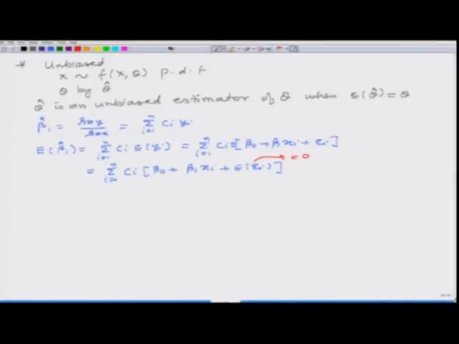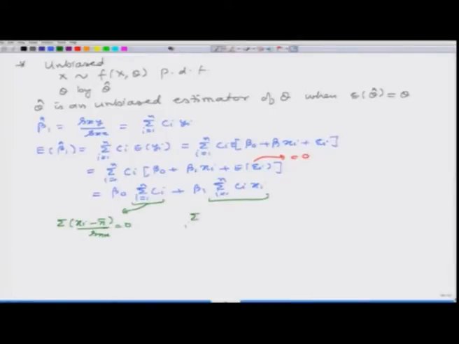So, if you open it, this becomes beta 0 times summation i from 1 to n Ci plus beta 1 times summation i from 1 to n Ci xi, right. What is the value of summation Ci? Summation Ci comes out to be summation of (xi minus x bar) over Sxx. So, this is going to be 0.